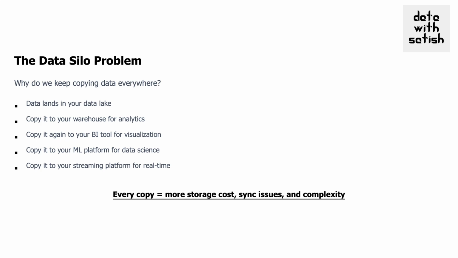In traditional data architectures, we copy data everywhere. Your data lands in a data lake, then you copy it to your warehouse for analytics, copy it again to your BI tools for dashboards, copy it to your ML platform for data science, copy it to your streaming platform for real-time processing. Every single copy creates more problems: more storage costs, data synchronization issues, version conflicts, and operational complexity. We accepted this as normal, but it doesn't have to be this way.